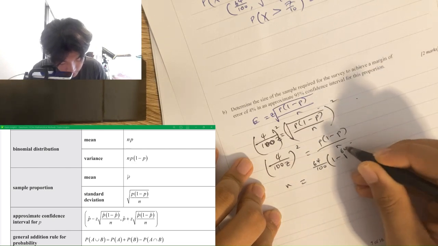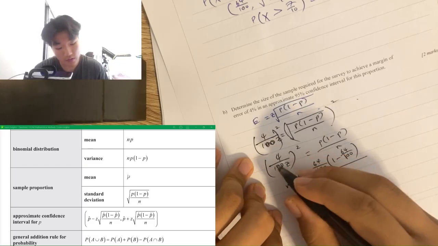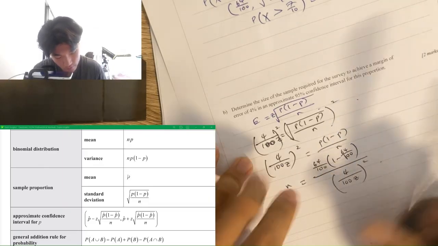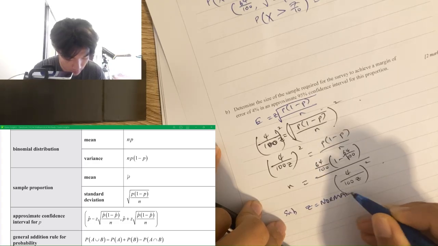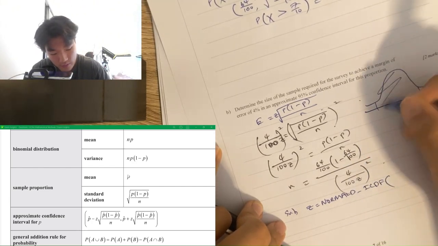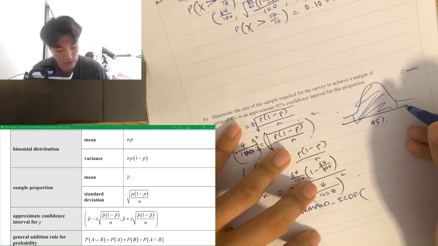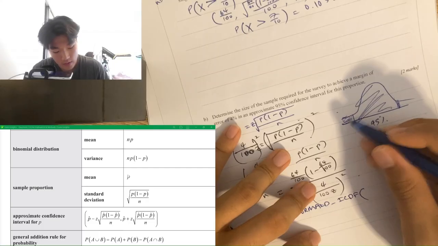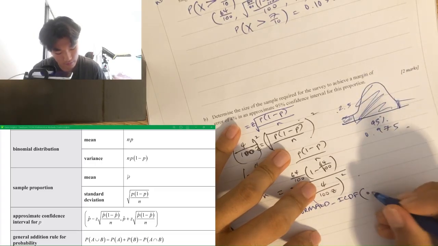I'm subbing in 64 over 100 as p, and then I'm dividing this on both sides and then multiplying by this on both sides, so they swap. So to get the z value, we go normal ICDF. This area is 95%, the area plus minus from the mean. To get the z value, we actually have to account for the part here. This on both sides is 2.5%, so it actually becomes 0.975. We have to sub in.